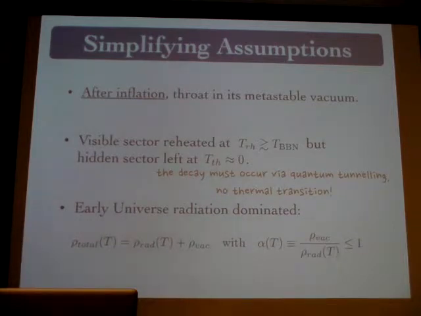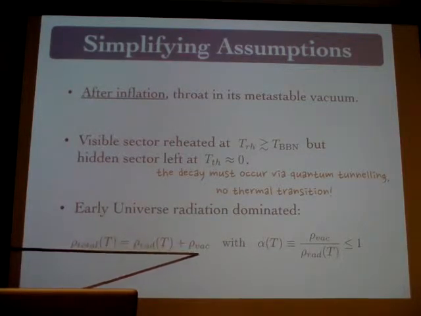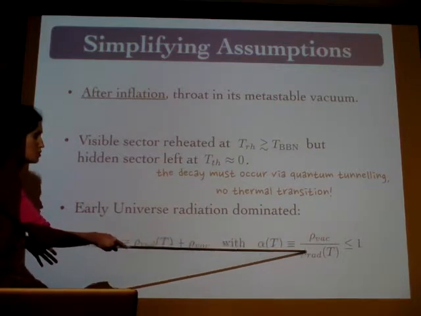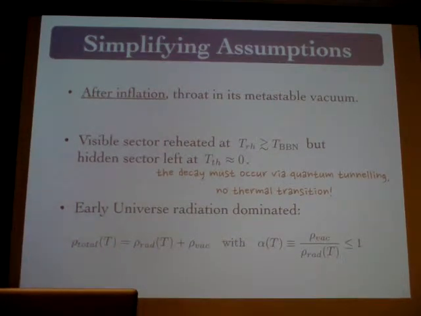And the final assumption will be that the early universe will always be radiation dominated. So at any given time, the total energy density will have a contribution from the thermal energy density of the visible sector as usual, but there will also be a vacuum energy density from our metastable vacuum. And the assumption is that this ratio is always going to be smaller than 1. So the universe is always radiation dominated after inflation.